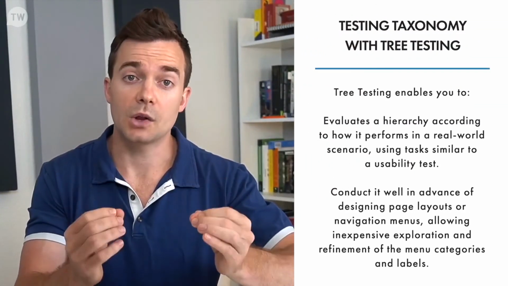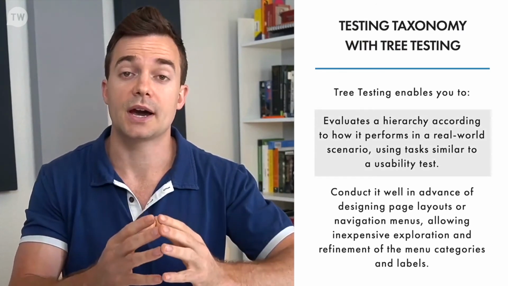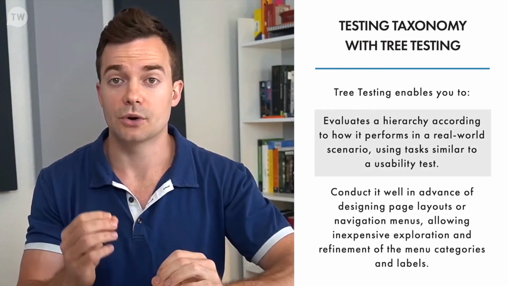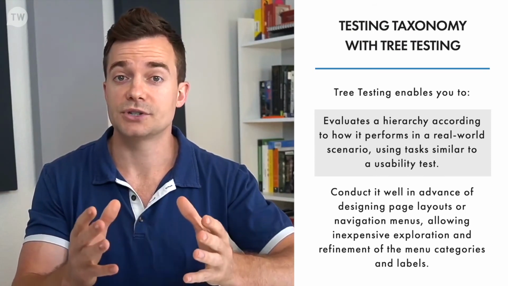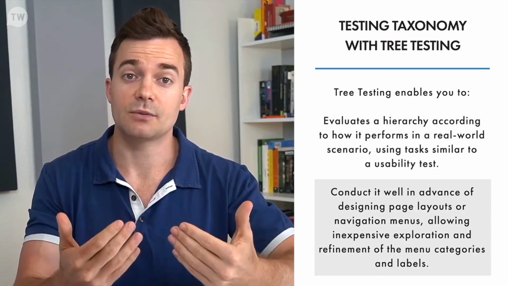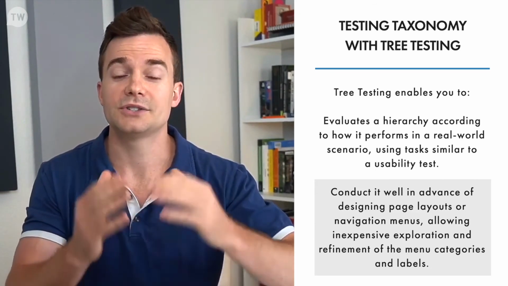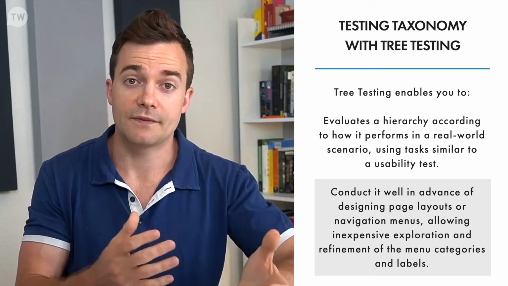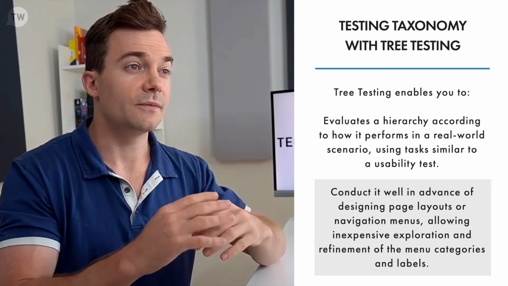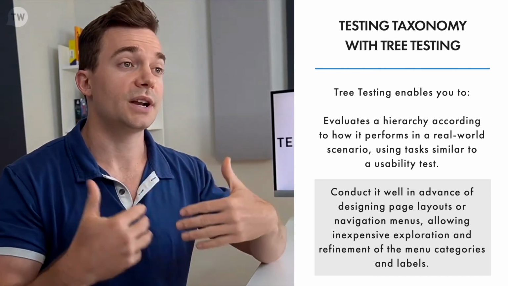So how do you test your taxonomy? Now that you have the first iteration of your taxonomy using a card sort, it's time to have a go at structuring those groups into information architecture and running what's called a tree test. Tree testing is incredibly useful as a follow-up to card sorting because it enables you to evaluate a hierarchy according to how it performs in a real-world scenario, using tasks similar to a usability test, and you can conduct it well in advance of designing page layouts or navigation menus. And as a result, it allows you to do inexpensive exploration and refinement of the menu categories and labels before you really go ahead and start engineering and putting in a lot of design work.